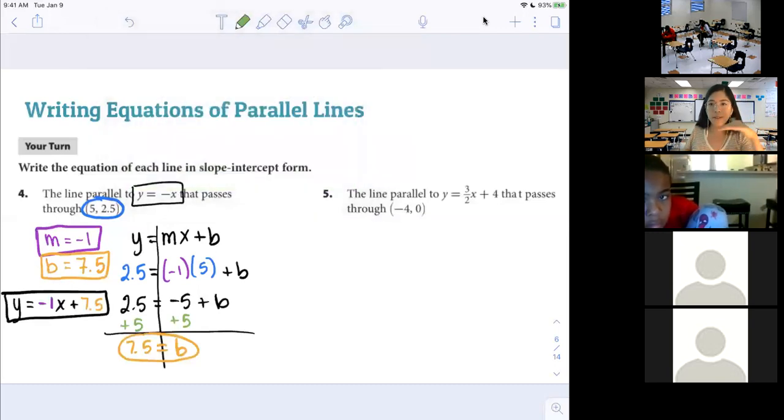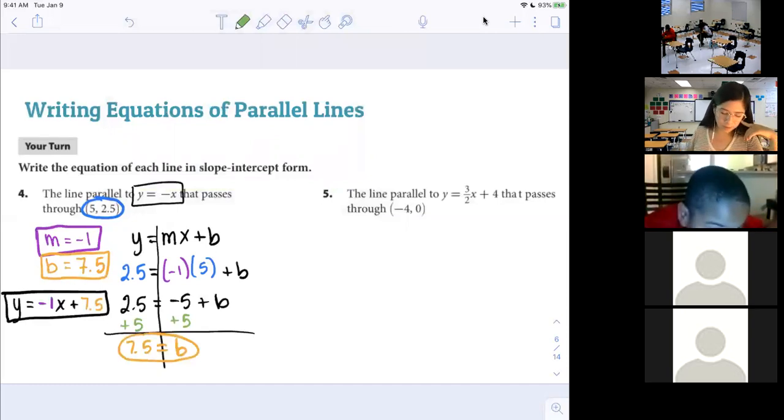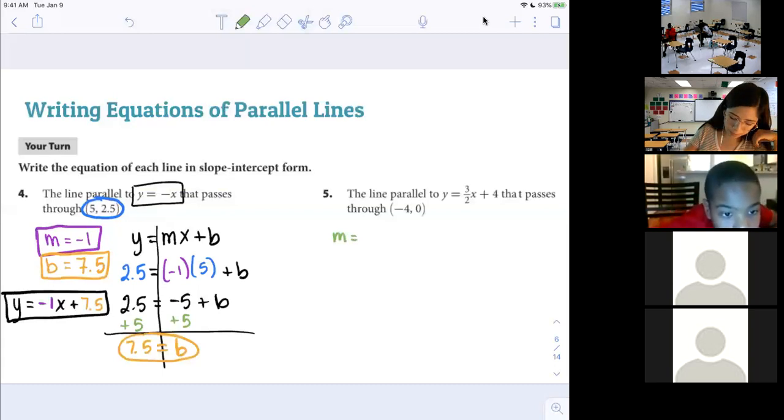Perla, Emily, Tyrone, no answering for the next problem, okay? Because I know you guys got it right, because you already sent me your answers. For number 5, I need to write the equation for a line parallel to y equals 3/2 x plus 4 that passes through the point -4, 0. What is the slope of my new line going to be? Good, Janelle's 3/2. Where did you get that from?